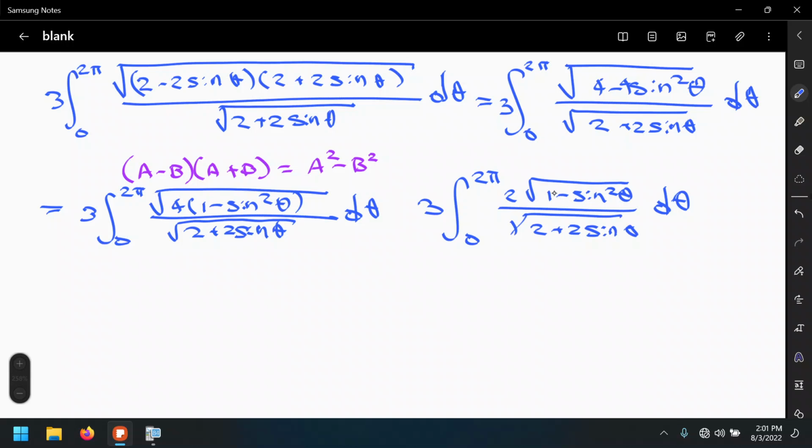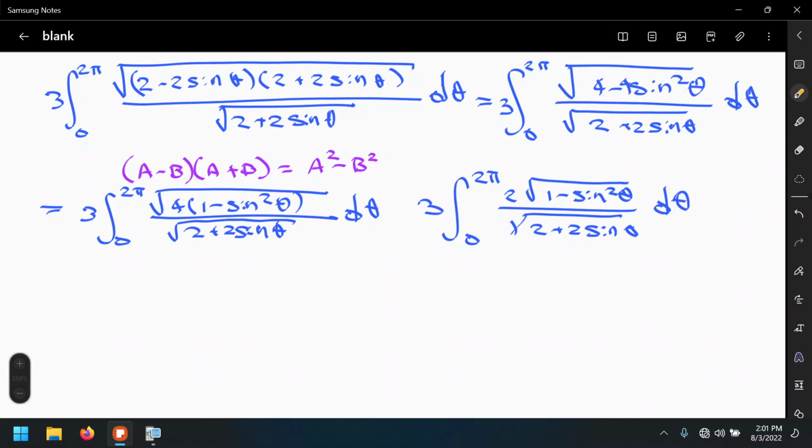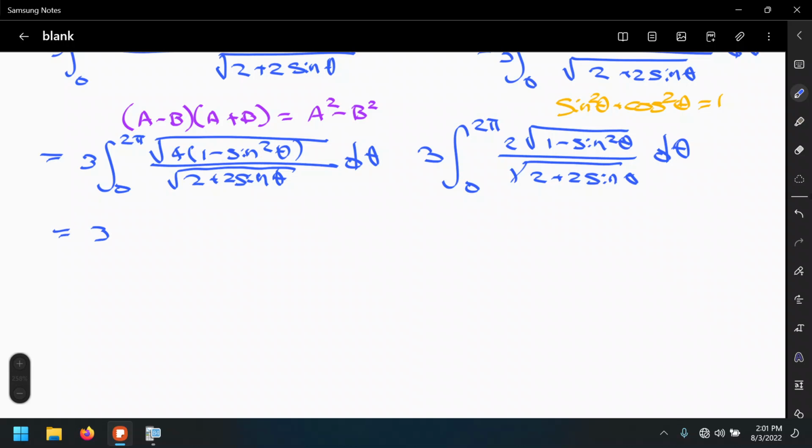So I think we can recognize this 1 minus sine squared. What is this? Cosine squared, because this comes from the fact that sine squared plus cosine squared equals 1. If we solve for cosine squared, we get 1 minus sine squared. So 3 times 2, which is actually 6 at this point, that's the square root of cosine squared theta.